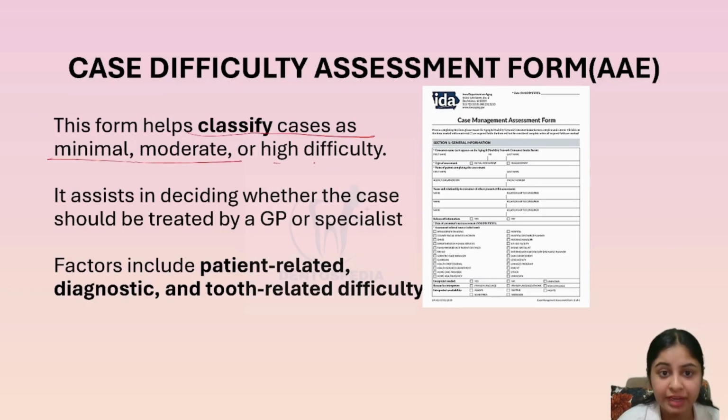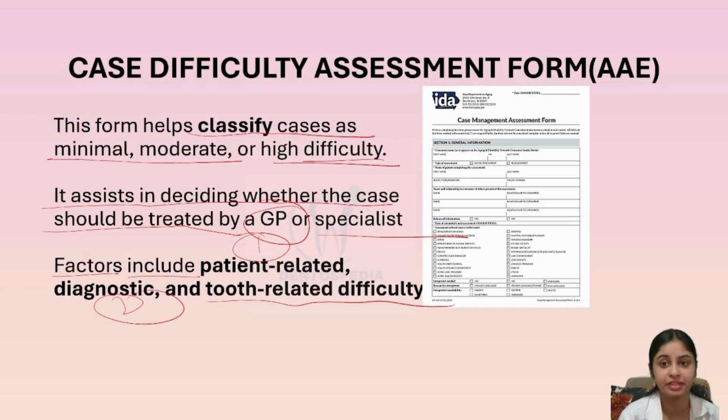So coming to the case difficulty assessment form, this form helps to classify the cases with minimal, moderate and high difficulty. So this form helps us to identify how difficult the case is, as minimal, moderate or high. And it assists in deciding whether the case should be treated by a general practitioner or a student or a specialist. The factors that are included are patient related difficulties, diagnostic related difficulties or any tooth related difficulties. So let us see these difficulties thoroughly.